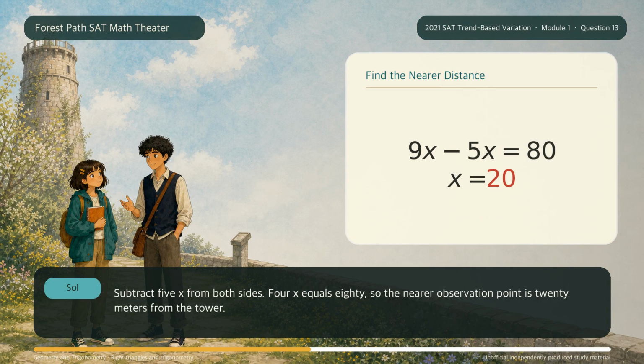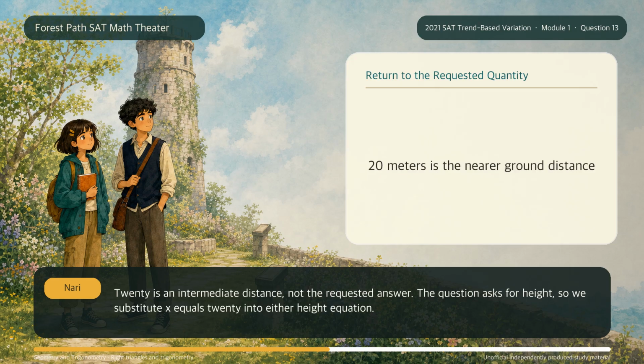Subtract 5x from both sides. 4x equals 80, so the nearer observation point is 20 meters from the tower. 20 is an intermediate distance, not the requested answer.